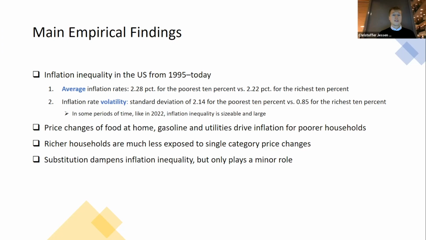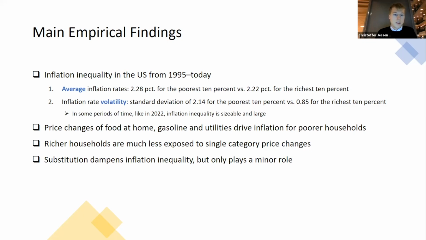But we also find that the inflation rate volatility is much higher for poorer households. In particular, we find that the standard deviation of inflation rates is 2.14 for the poorest compared to 0.85 for the richest. That means that in some periods, like was the case in 2022, inflation inequality is both sizable and large.